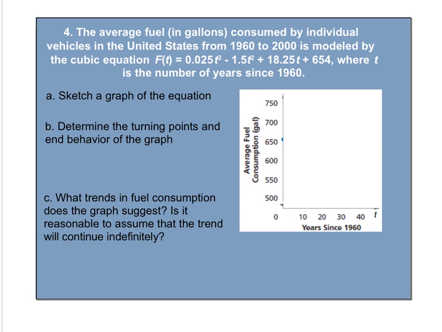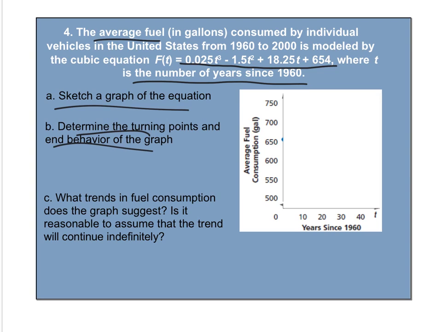So let's take a look here. You've got this function, number of years since 1960, average fuel consumption. Sketch a graph, determine the turning points and end behavior of the graph, and then what trends are suggested in there. So let's take a look at this. 0.025 x raised to the third, minus 1.5 x squared, plus 18.25 x plus 654.